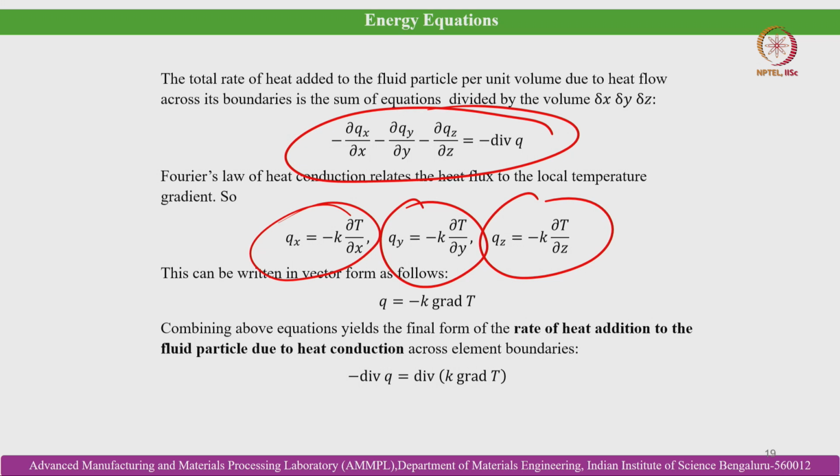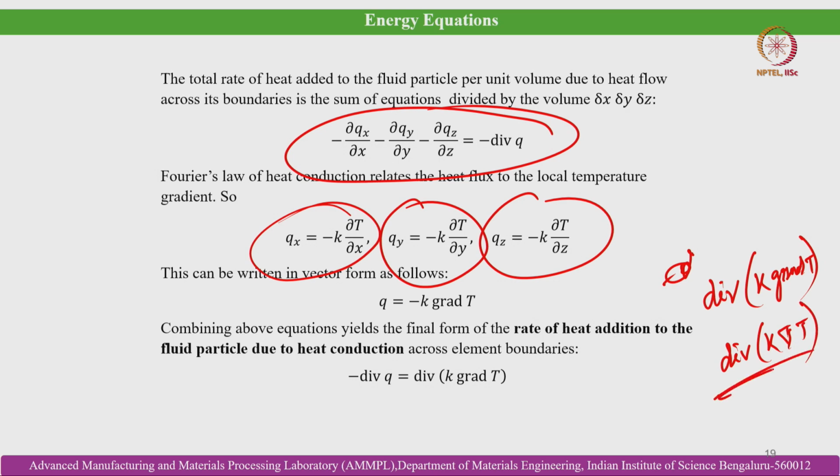Then we know that the total rate of heat added to the fluid particle is equal to minus divergence q, and q is equal to minus k grad T. So the minus minus becomes plus. So it is divergence of (k grad T). This is how you have to write it. So this is the total rate of heat added to the fluid particle.